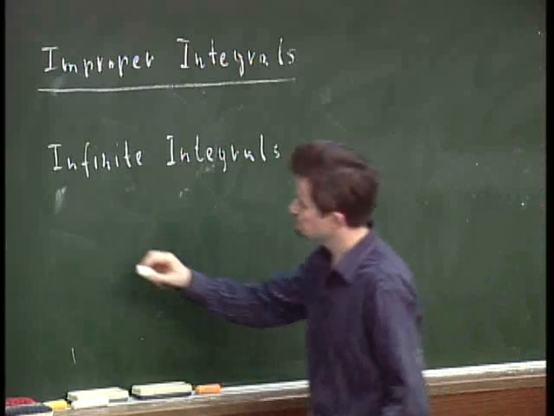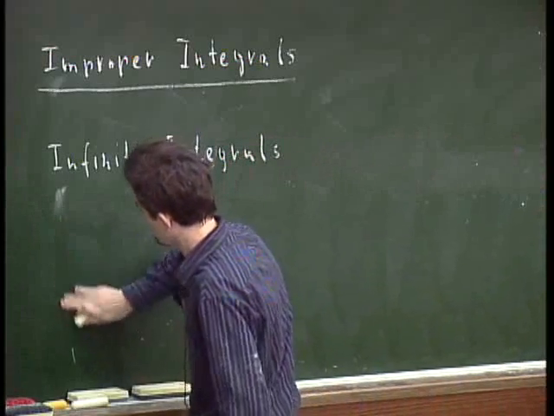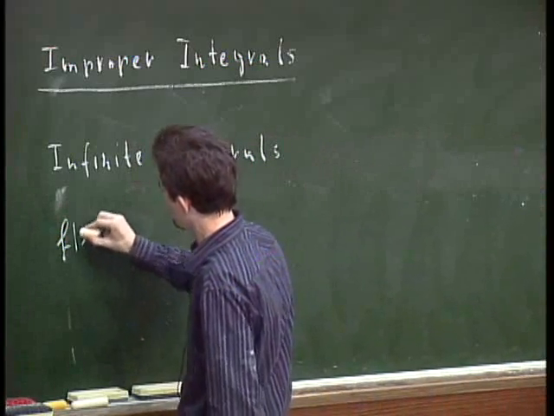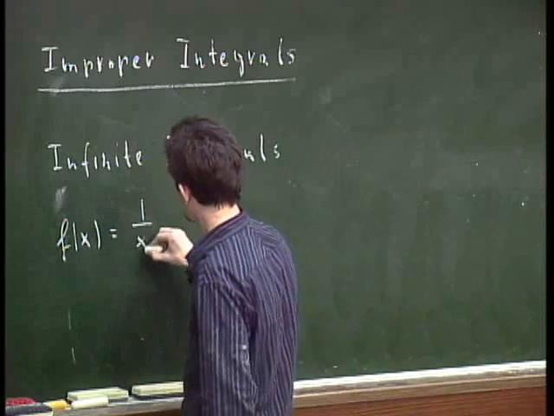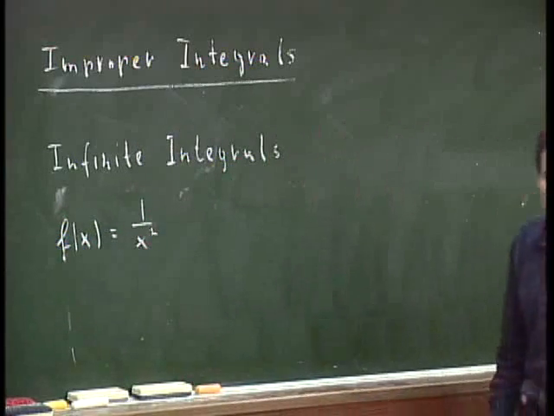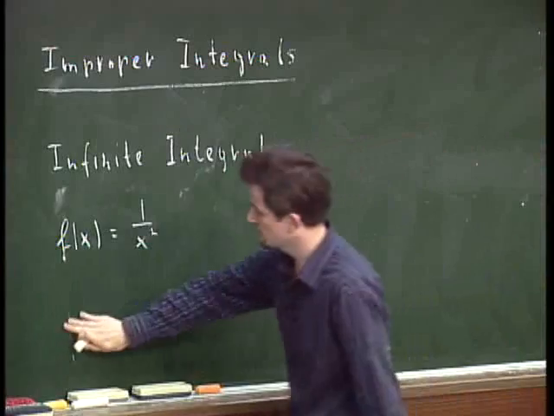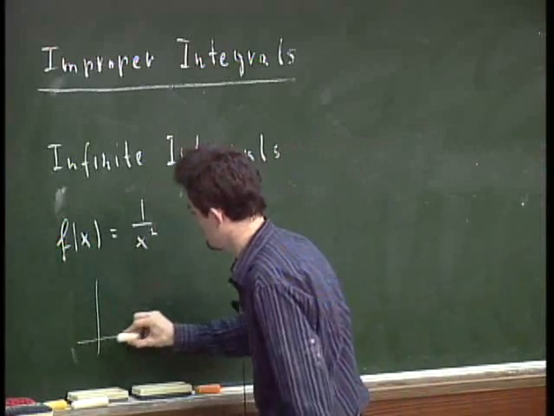Now, so for instance, the problem is as follows. So assume we have given this function here, 1 over x squared.